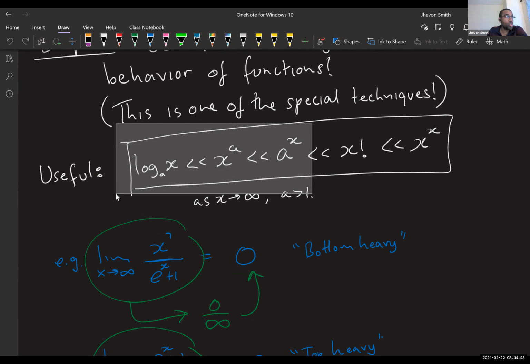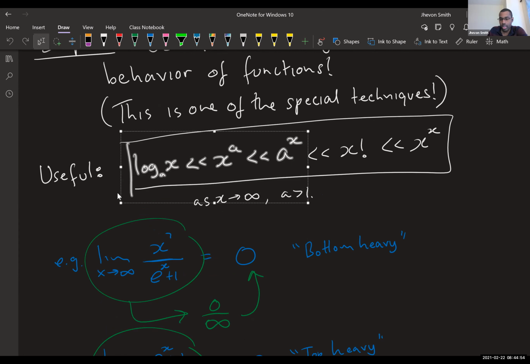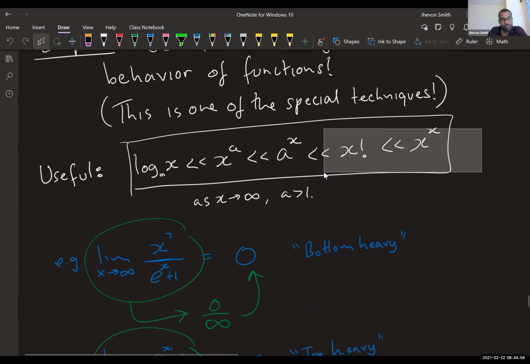This is so drastic to the point where guys on the left are effectively 0 compared to guys on the right when your x is getting very large. And that's super important. That's very convenient. We haven't discussed these functions yet, and I don't think we will. That's more of a Calc 2 thing where you deal with these guys, but I just thought I'd throw them in just for good measure.